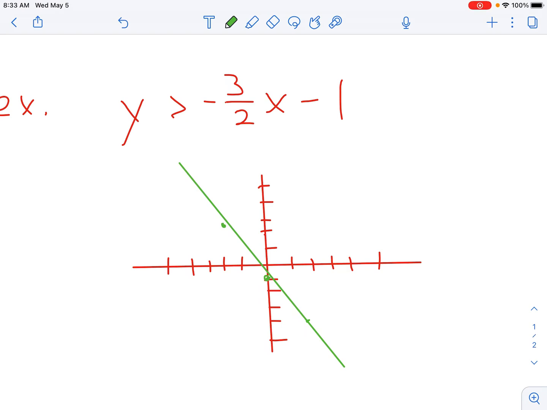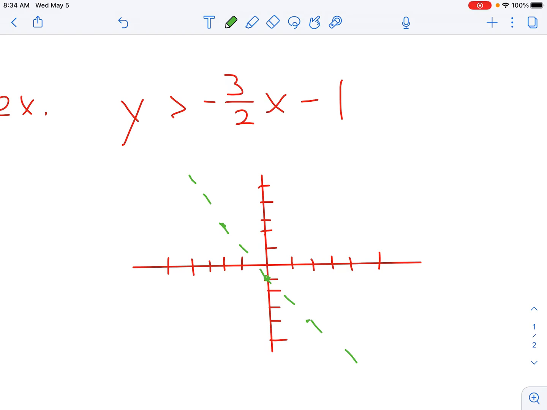So things that are on this line, this is our border. So what I'm going to do is I'm going to erase that, and I'm going to connect those with a dashed line. So it would be dashed if our inequality looks like this, if it's greater than or less than. If it's greater than or equal to, I then would make that solid because I then would want to keep those as part of my solution. All right, so far so good.